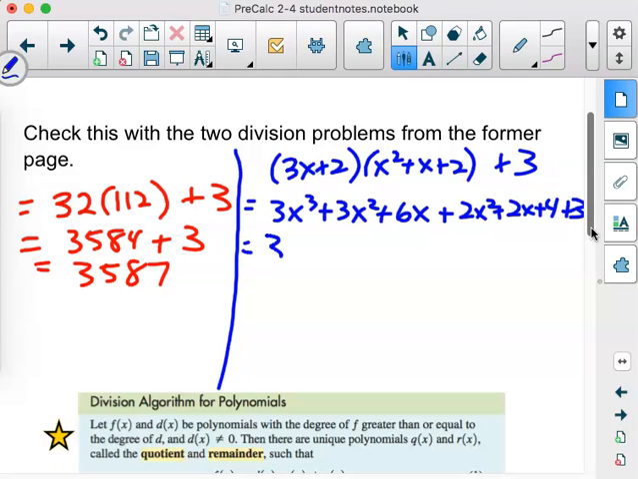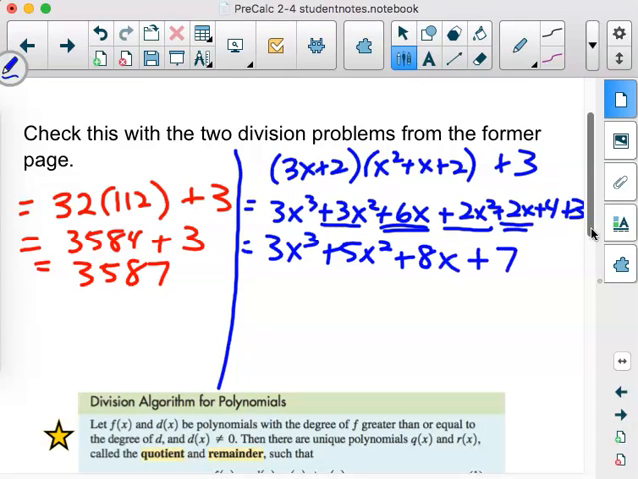So now let's see what we get. 3x cubed, it's the only cubed term we have. Then we look for the squareds, plus 5x squared. Then the x's, plus 8x. And 4 plus 3 is 7. And we go back and look at the problem, and we see that our dividend was 3x cubed plus 5x squared plus 8x plus 7. So we can check it.